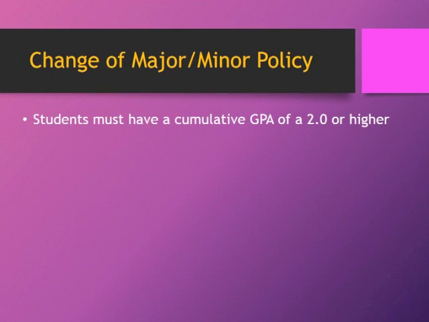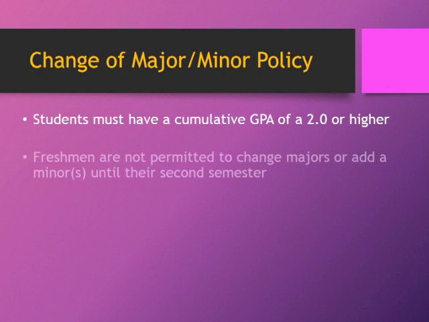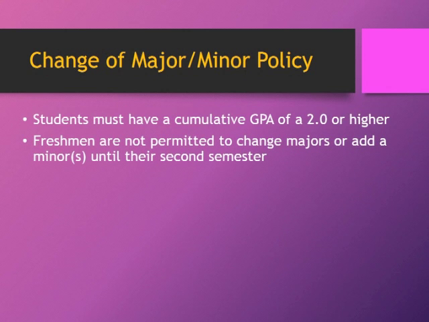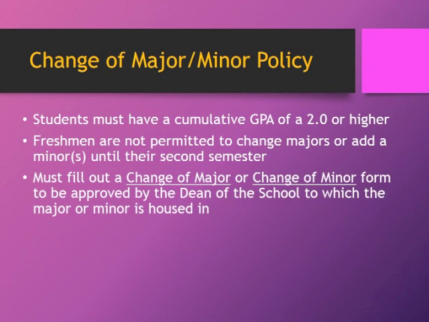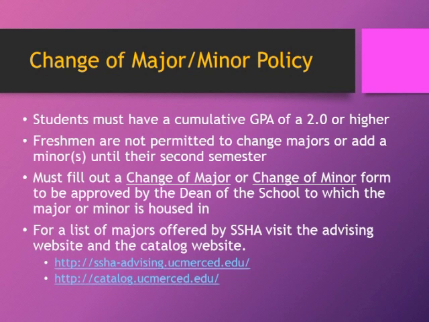In order to change your major or add a minor, you need a cumulative GPA of 2.0. For this reason, first semester freshmen do not qualify to change their major. However, you can plan courses based on the major you intend to be. To change your major or add a minor, you need to fill out a change of major form or a change of minor form and turn it into the school that your new major falls under. To view a list of majors and minors offered by SSHA, visit the SSHA Advising website and the online catalog. In the online catalog, you can also find information for all majors found at USMSD.